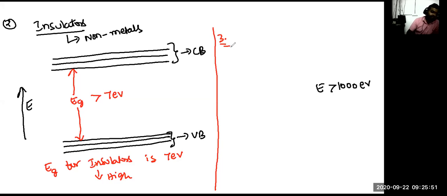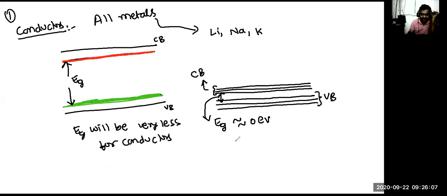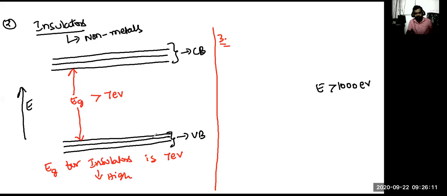According to the definition of semiconductors, a semiconductor is a material whose conductivity lies between the conductivity of conductors and the conductivity of insulators. A semiconductor has a conductivity which lies between the conductivity of conductors and insulators.